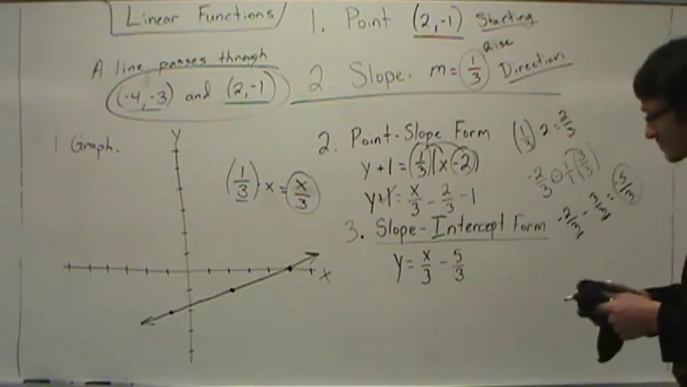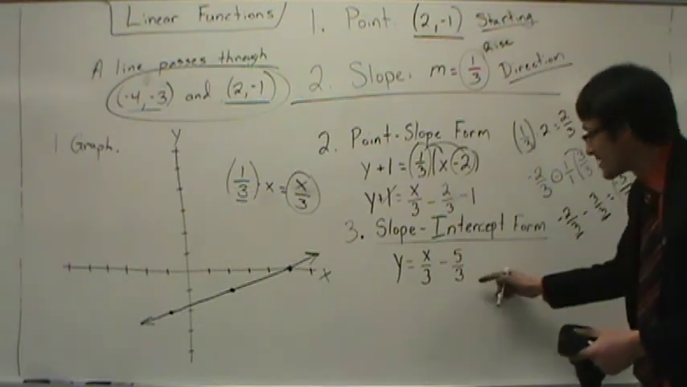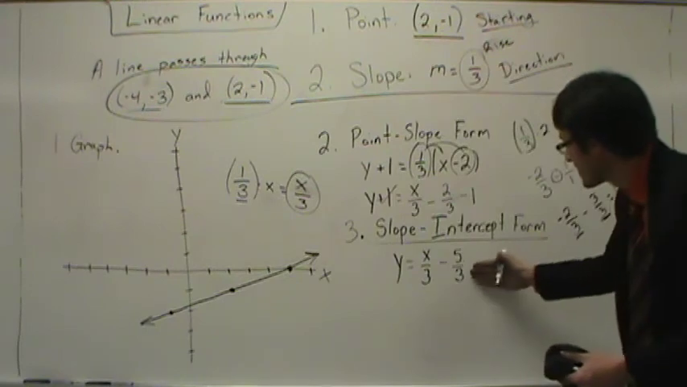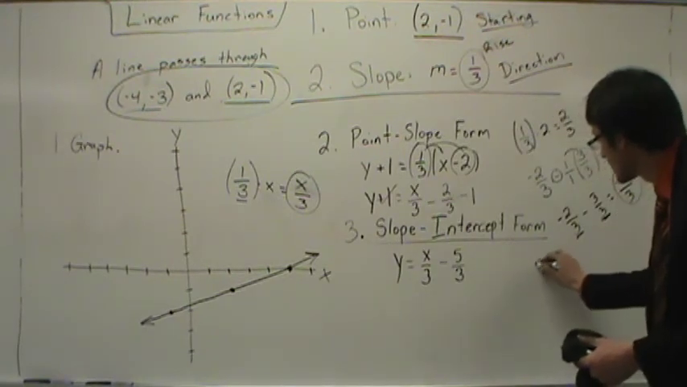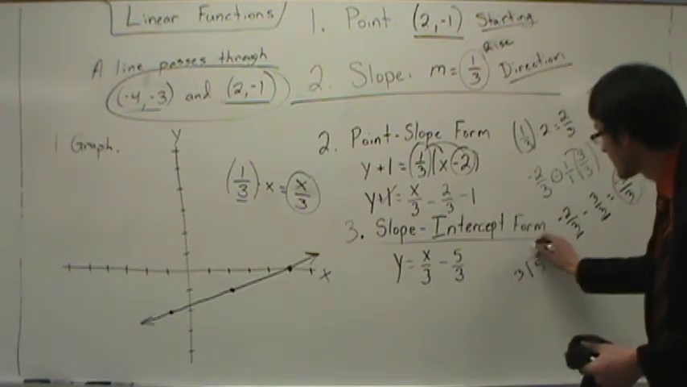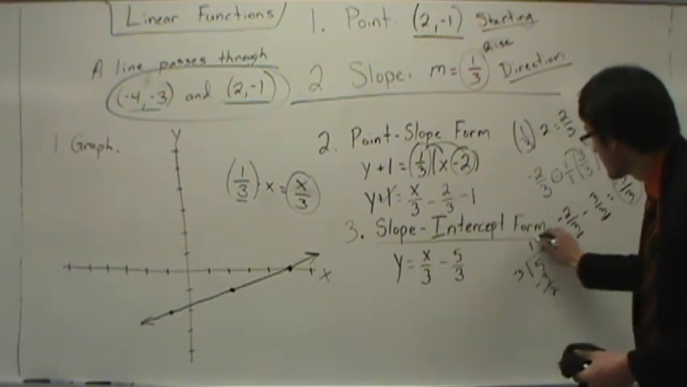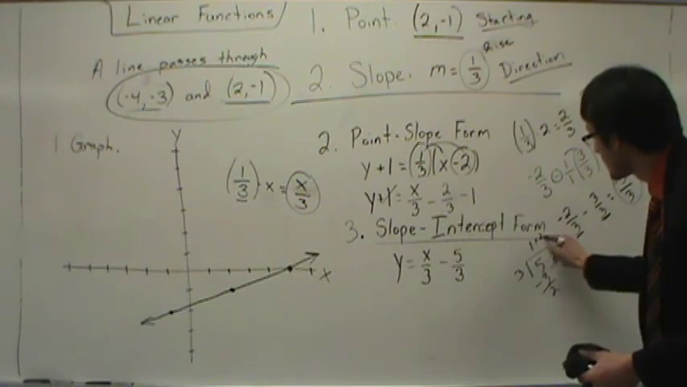Now, let's rewrite this. Negative 5/3 doesn't have a lot of meaning. We want to check this with the graph, so let's divide. How many times does 3 go into 5? So we take 5 divided by 3. It goes in once. We get 3, subtract, we get a remainder of 2. So we have 1 remainder 2, so 1 and 2/3.